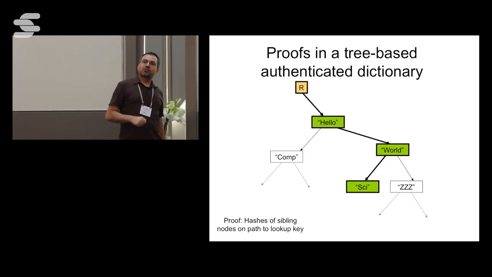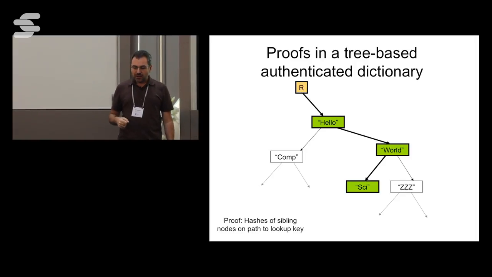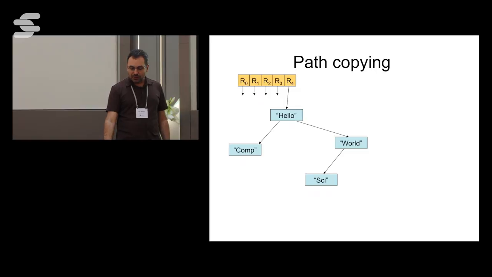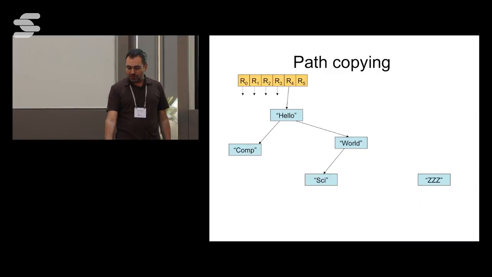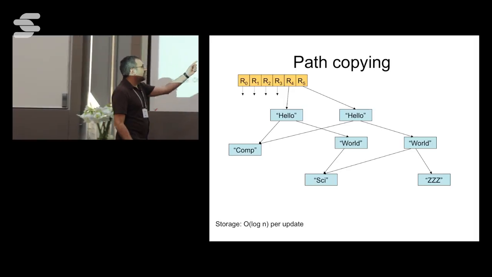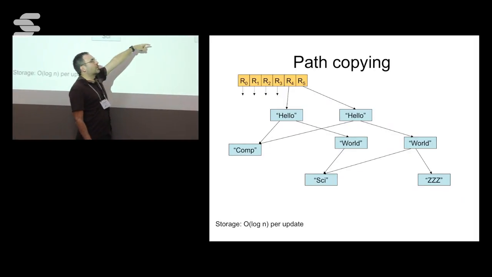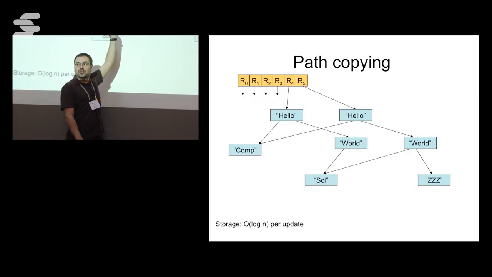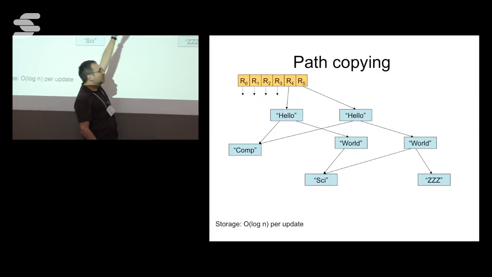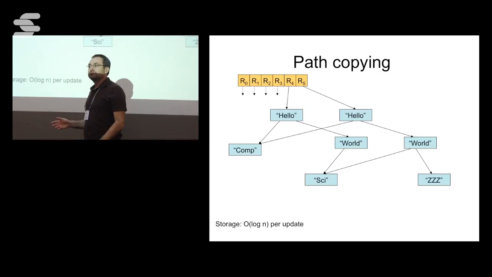Basic boring functional programming 101 says that when I want to insert some new thing, I replicate the nodes and hang on to the new root. So when R4 is the version of that thing at time 4, and I want to insert some new key, I'm going to replicate. This ZZZ would have been to the right of world, but I can't edit the old node because functional programming, but I can create a new logarithmic trace up to the root.